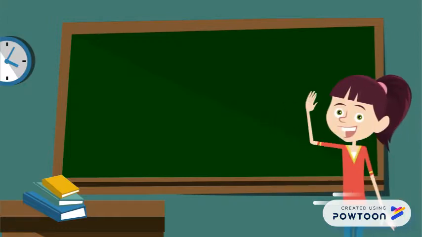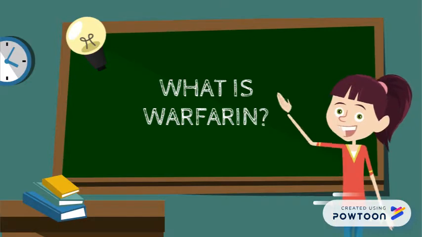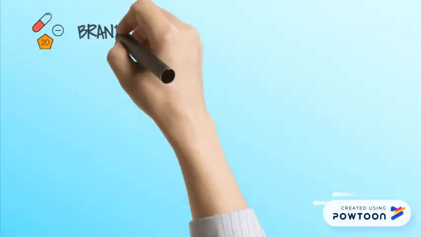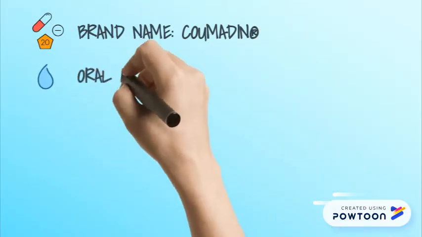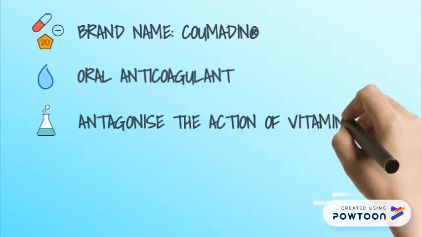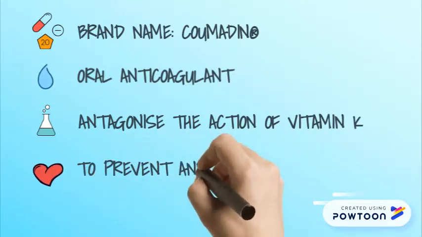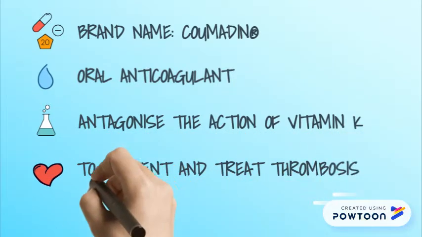Hello there, everyone. Before we start today, I would like to ask, what is Warfarin? Warfarin has the brand name of Coumadin. It is an oral anticoagulant which will antagonize the action of vitamin K involved with blood clotting mechanism. Warfarin is mainly used to prevent and treat thrombosis in various clinical settings.